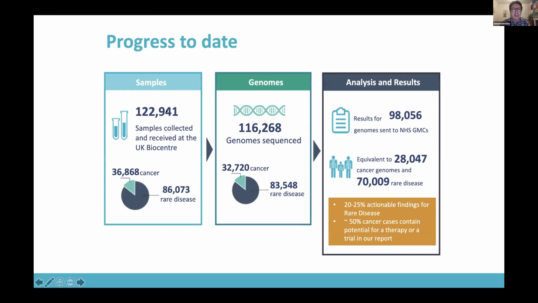This slide is even a bit out of date now, but we ended up with about 120,000 genomes sequenced, and the majority of them, over 80,000, come from rare disease participants or their family members. It was actually easier to recruit rare disease people than cancer, believe it or not, for various technical reasons. And this is the part that's more out of date. We've returned results back to the NHS genomic medicine centres for nearly all the samples now.